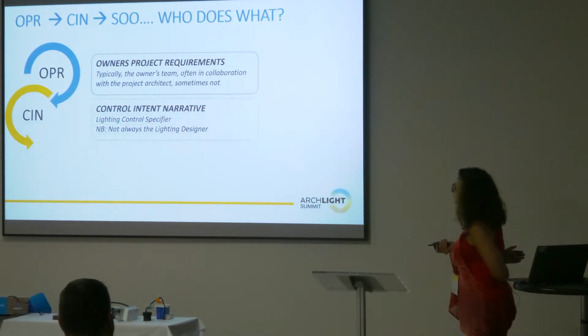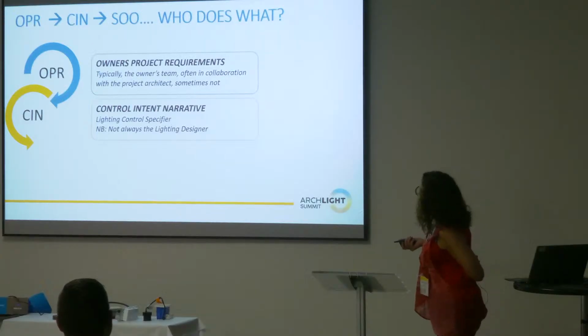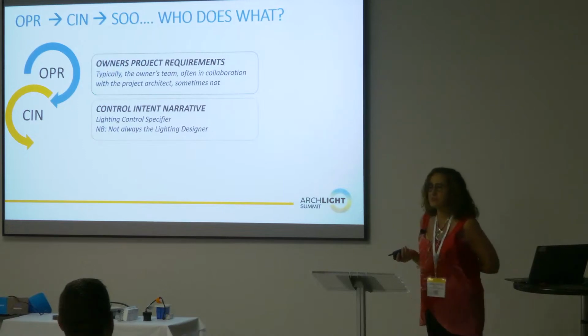The control intent narrative, which is written by the lighting control specifier, which is not always the lighting designer. Could be the rep, could be the vendor, could be the contractor, could be a lot of people. That tells you, and I am 99% sure that this is the wrong presentation, but that's okay, we're just going to go with it, what the system is supposed to do.